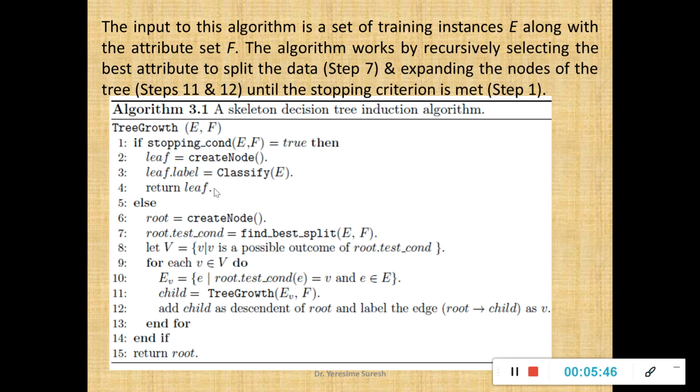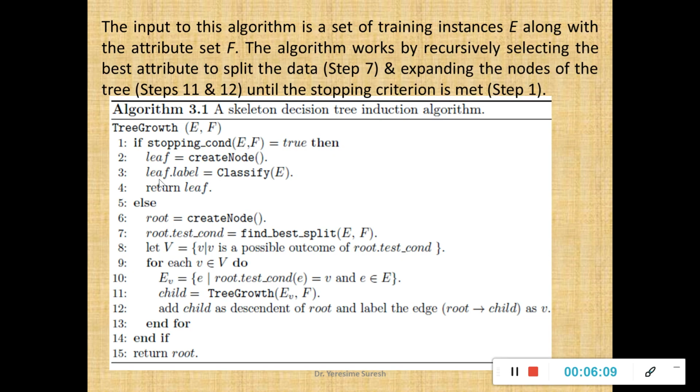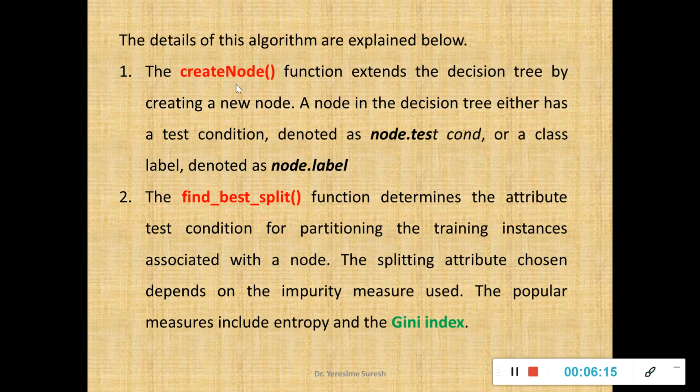So we'll look at the details of each and every one of the four components which form the crux of your induction algorithm, described here. The create node function extends the decision tree by creating a new node. Obviously the name itself indicates a new node is created. A node in the decision tree is either a test condition denoted as node.test condition, or a class label denoted as node.label. That is what we have done here. Leaf.label, root.test condition, that's how a node is created.